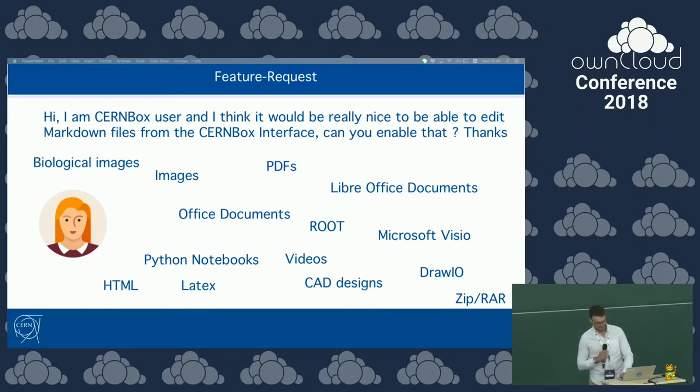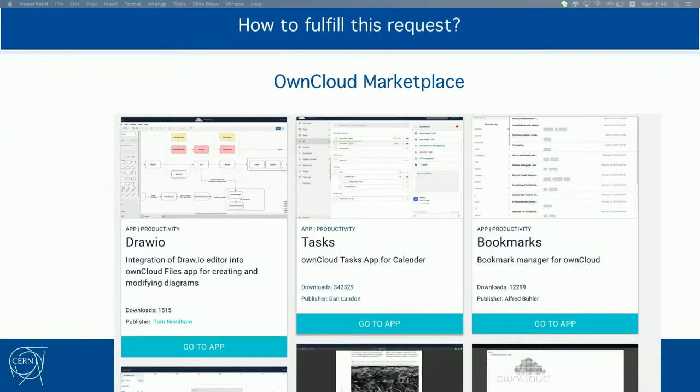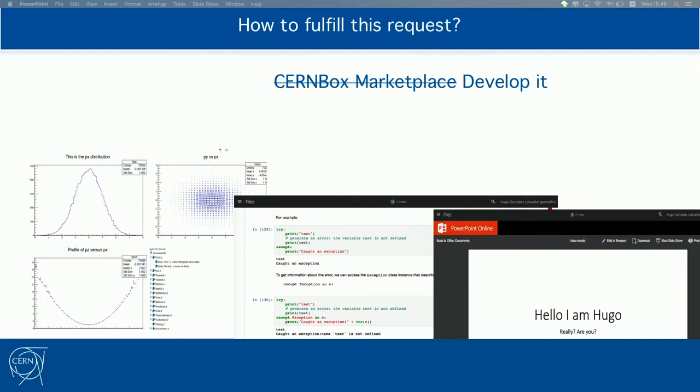So how to deal with this? The first is, okay, let's go to the ownCloud marketplace and see if we can find an application that fulfills this role. If we don't find it, let's try the other marketplace. Let's try to go to the nextCloud marketplace. What happens if you don't find it in the nextCloud marketplace? So you just develop it.